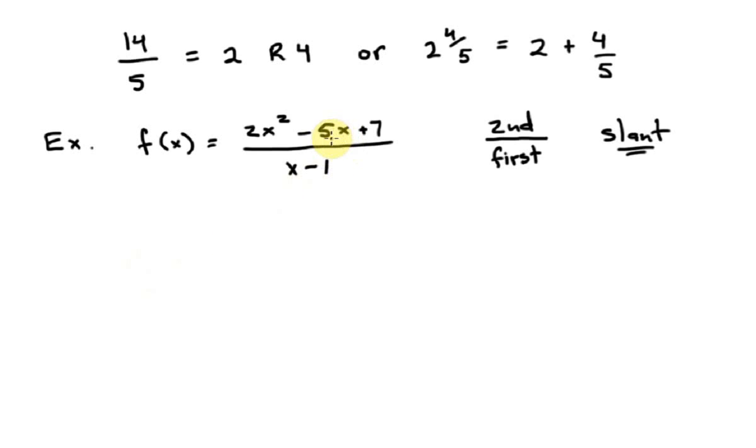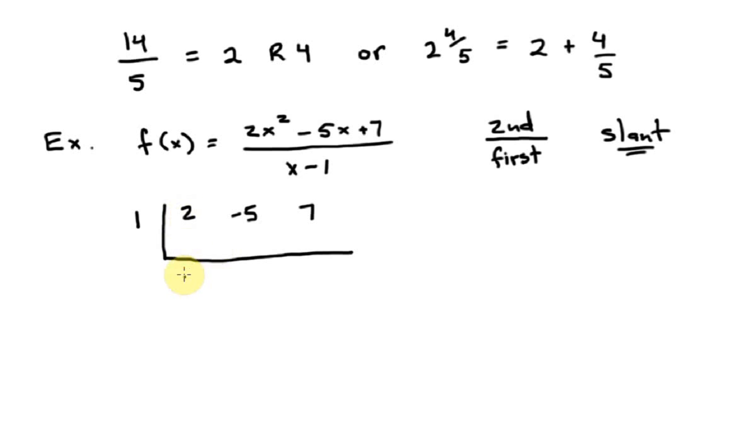So the fastest way to do long division here, especially when you've got a nice little binomial that you're using as a divisor, is to use synthetic division. So that's the fastest way to do this. I'm dividing by x minus 1, so I'm going to plug in a positive 1, right? That's the number that turns this into 0. And the coefficients of the top function are 2, negative 5, and 7.